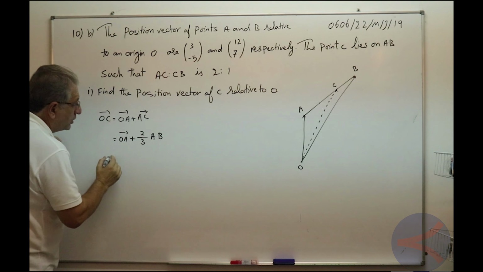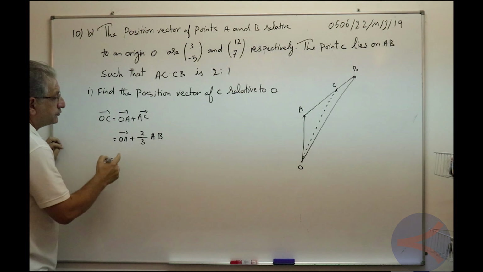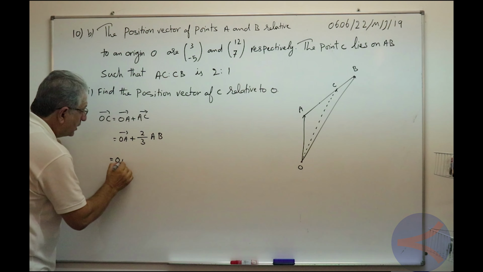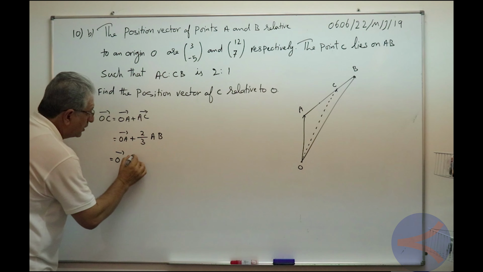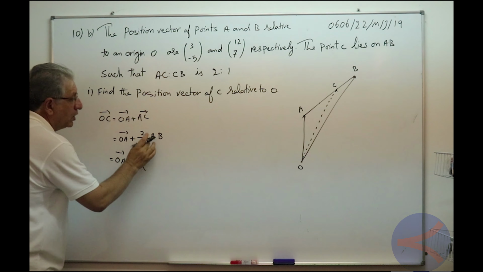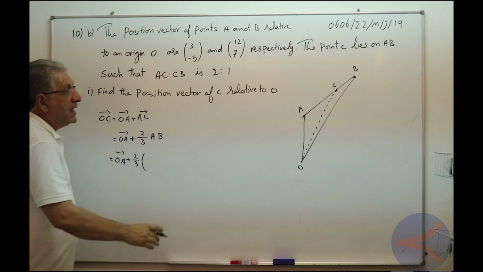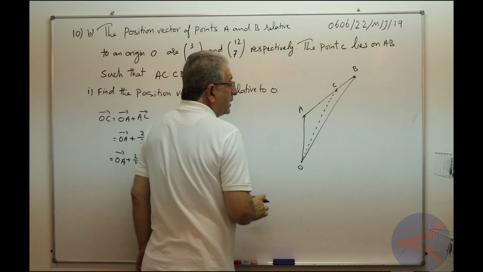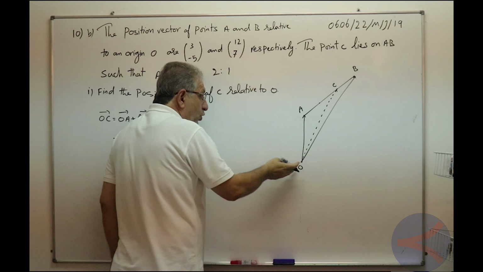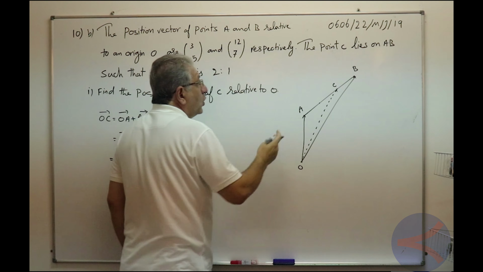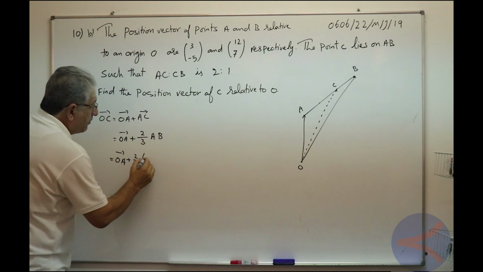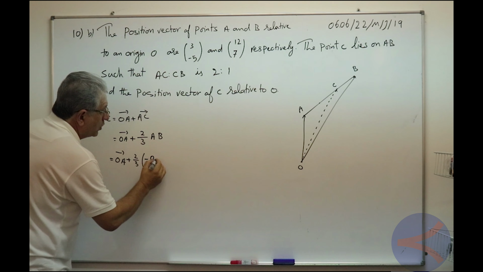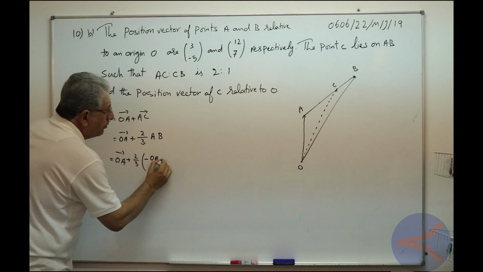Okay, so now you can write, now what is AB? AB, from here to here, is minus OA plus OB. Therefore, this is minus OA plus OB.